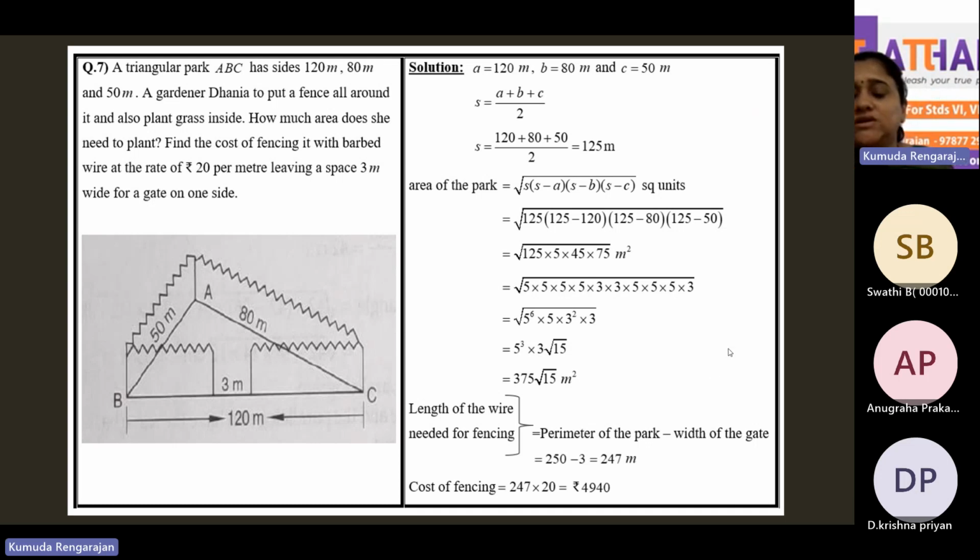Krishna Priyan, since you're new to the class, take down the question, the diagram, and start working the answer. Any questions, any doubts, you can ask me. Yes, ma'am. Okay.